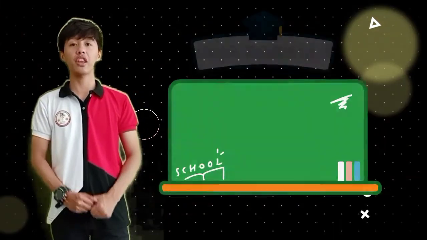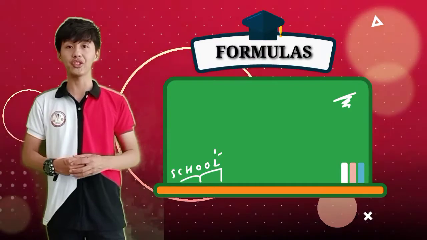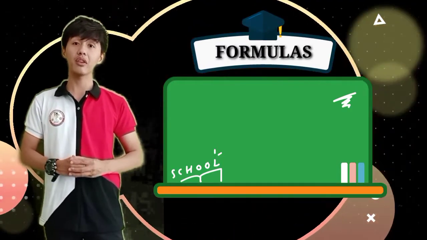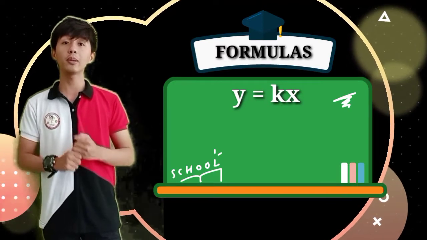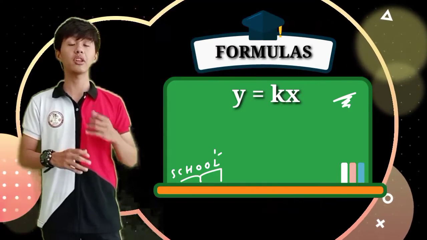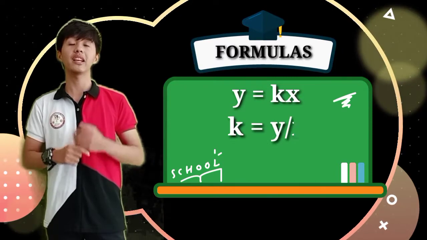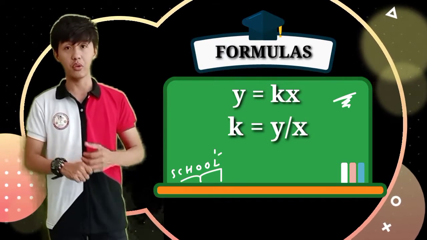So we have two formulas that were mentioned a while back. We have the formula for direct variation, which is y = kx, and the formula for constant of variation or constant of proportionality, which is k = y/x.